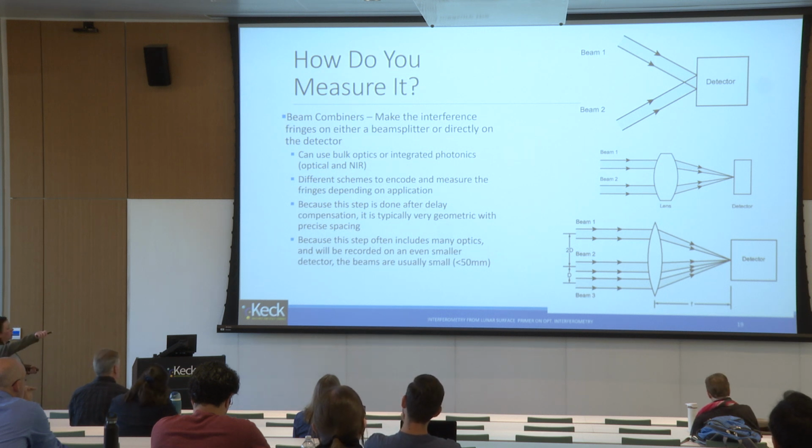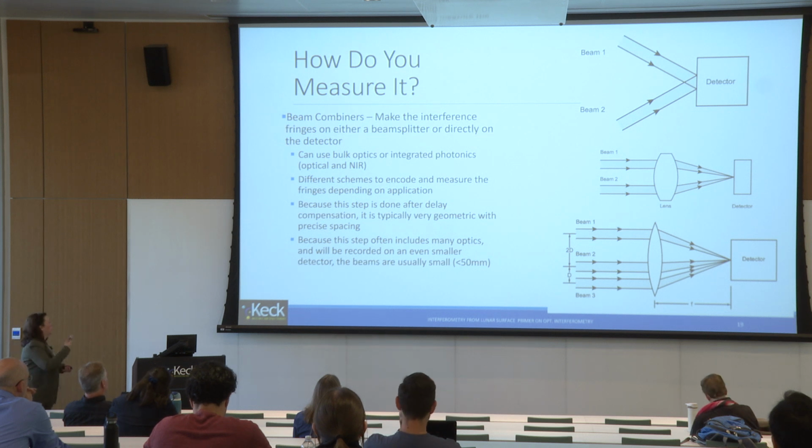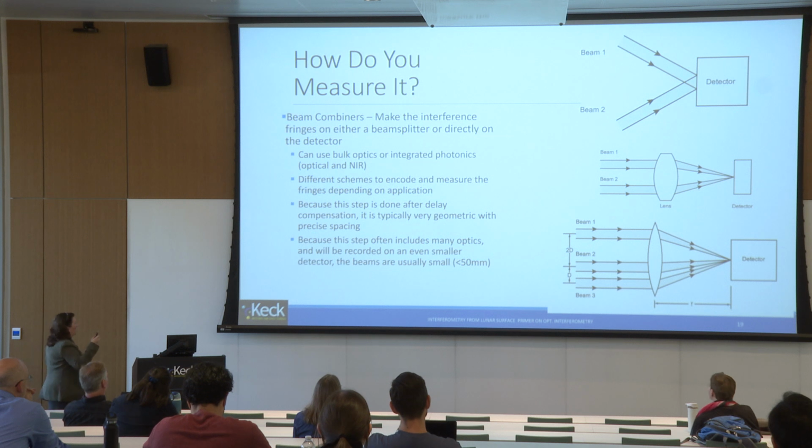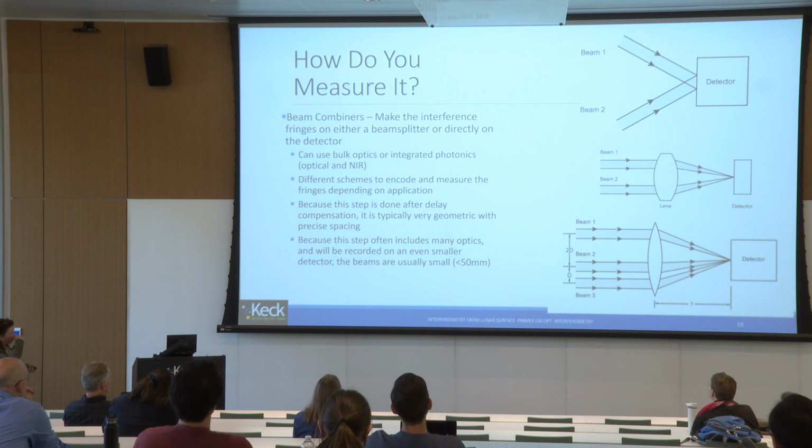So you can do things like play with the spacing of the beams that are coming in so that you can tell the difference between the different beams on your detector and where the fringes are actually coming from. Because this step is always done after the delay compensation has been implemented, these are all very geometric looking things. They have to have very closely controlled distances in the systems. And because this also often includes many optics and little tiny detectors that are the size of a postage stamp, the beams are also very small.